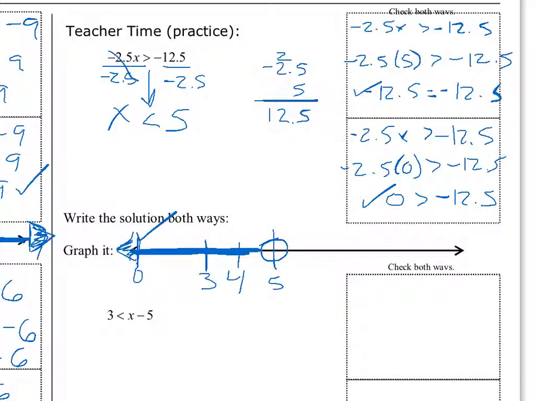Question, Joshua. What if we flip it so it'd be like 12.5 greater than... So when we're doing the check, we're always going back to the original. Always going back to the original. So we don't flip the original. Remember, we're only flipping when we're doing that inverse operation. Cassandra.